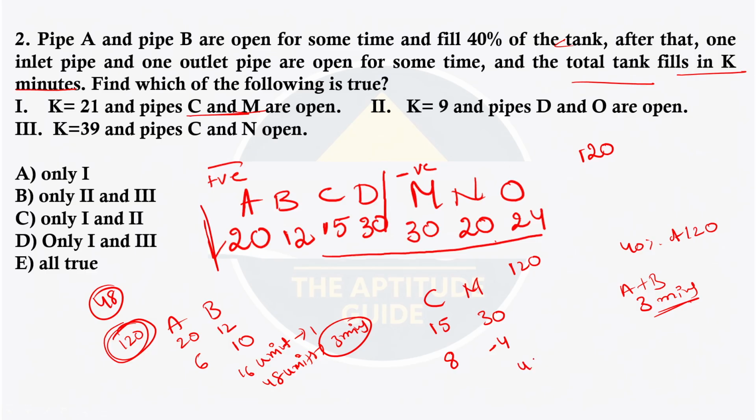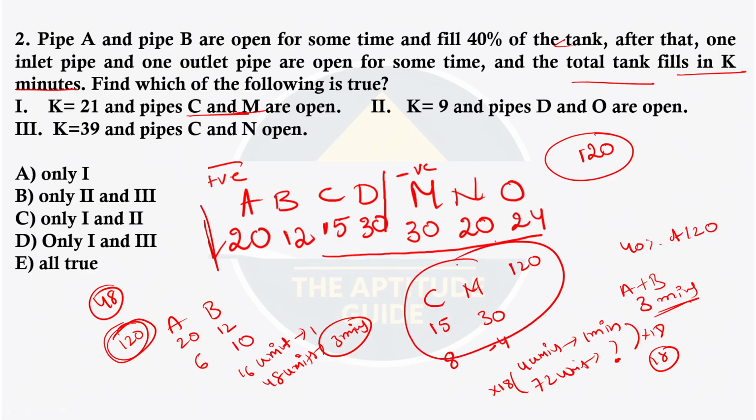If these two work together, 4 units will be filled in 1 minute. And these two should fill 60% of the tank. 60% of the tank. As 40% has been filled with A and B, now they have to do the remaining 60% of the work. So what is 60% of 120? 72. So 72 units will be filled in what time? 4 in 1 minute, 72. 4 times 18 is 72. So C and M together active for 18 minutes.